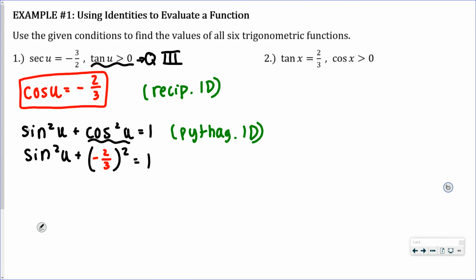Okay. So -2/3 squared ends up being 4/9, positive 4/9.